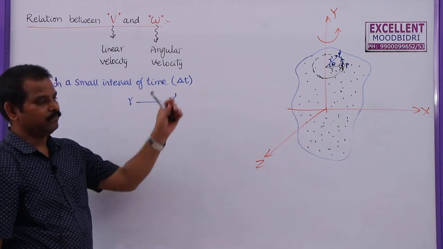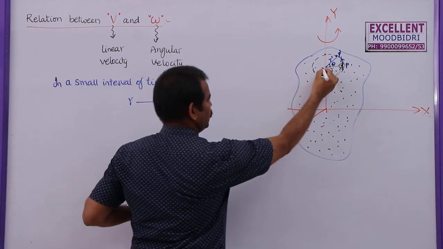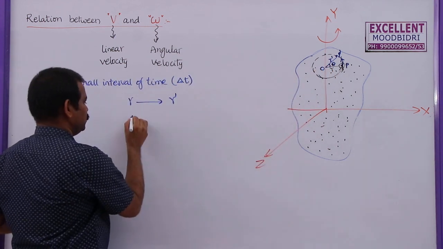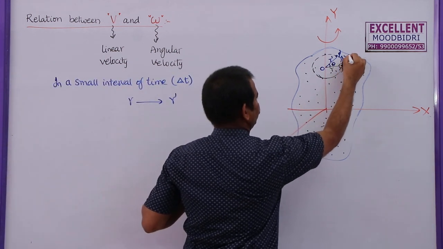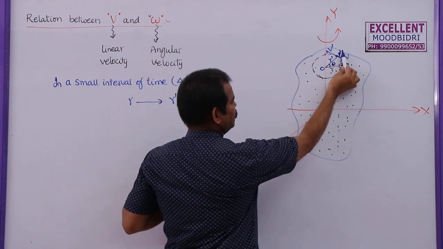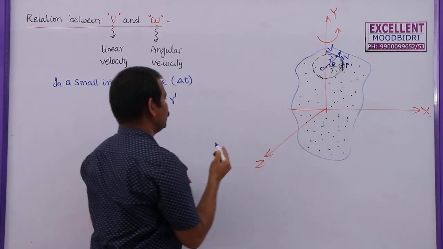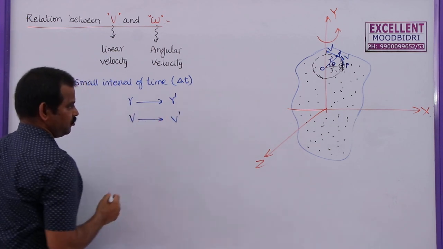Radius is also a vector. So, position vector of that particle P with respect to this point, let us say you take this O. Similarly, the velocity vector here, this is the direction of velocity, here this is the direction of velocity. You can see this is the initial position, this is the final position. Velocity also changed from v to v dash.